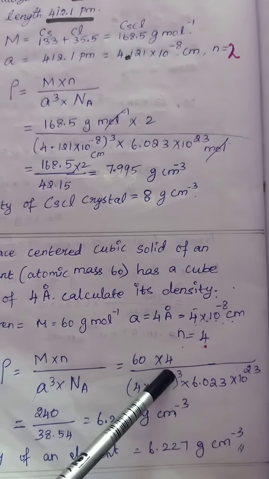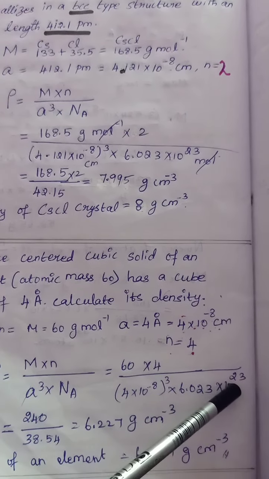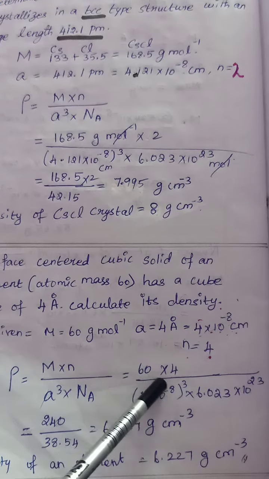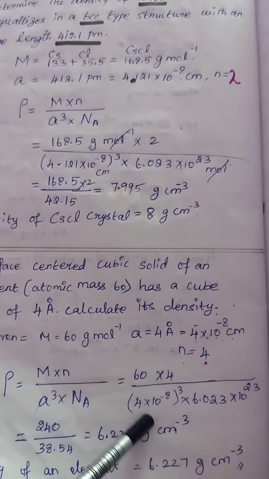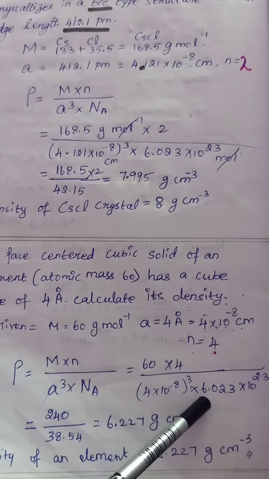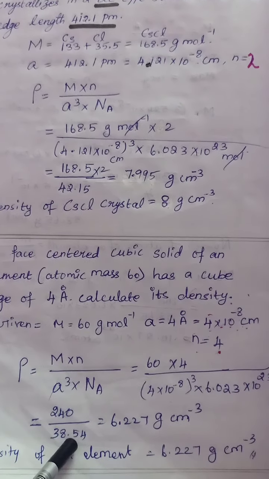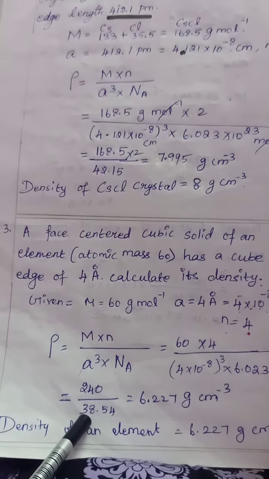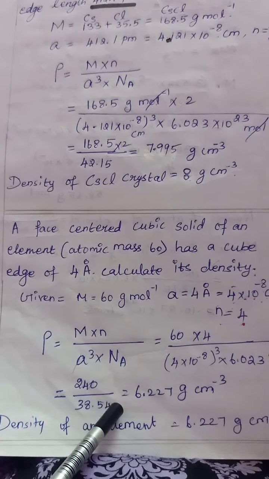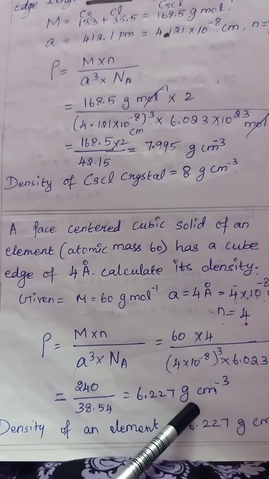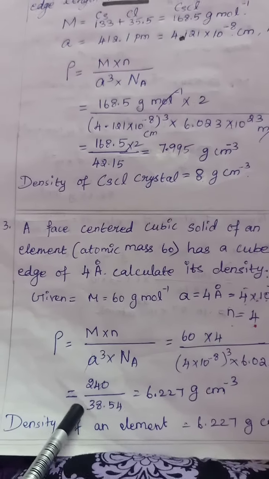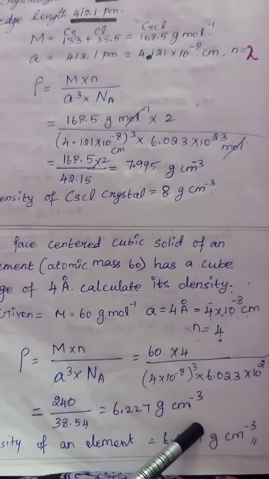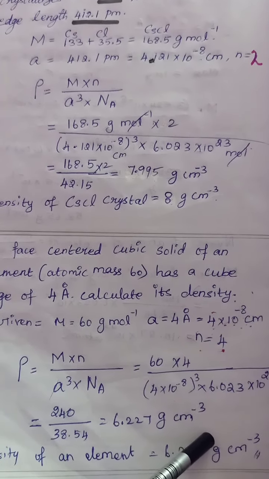So 10 to the power of minus 24, 10 to the power of plus 23, then you get 10 to the power of minus 1, then you multiply 60 into 4, 240, then multiply 4 into 6.023, 38.54. Finally you divide 240 by 38.54, you get 6.227 gram centimeter minus 3. Density of the element is 6.227 gram centimeter minus cube.